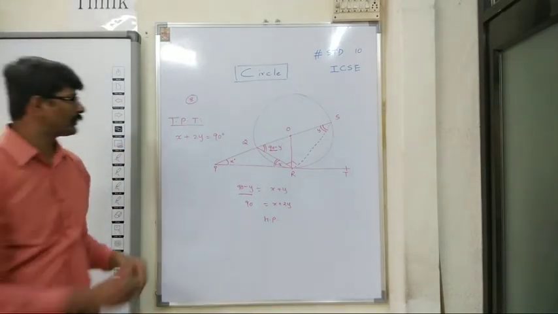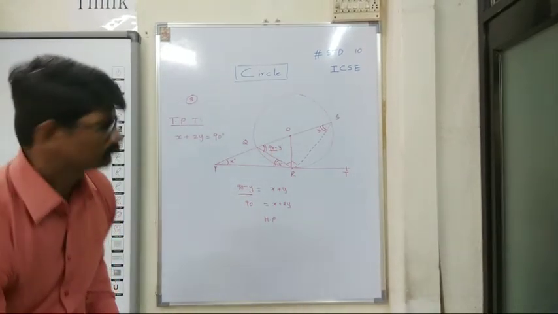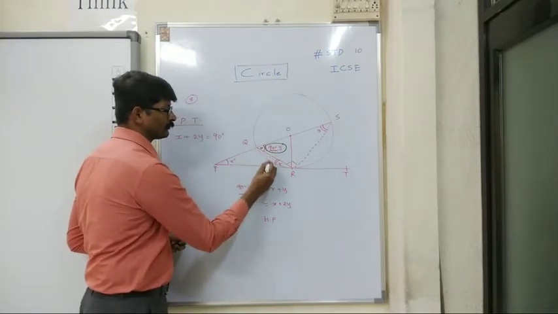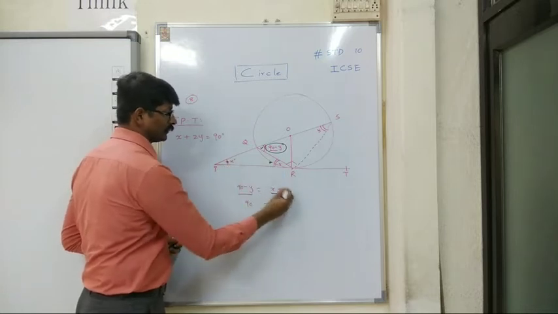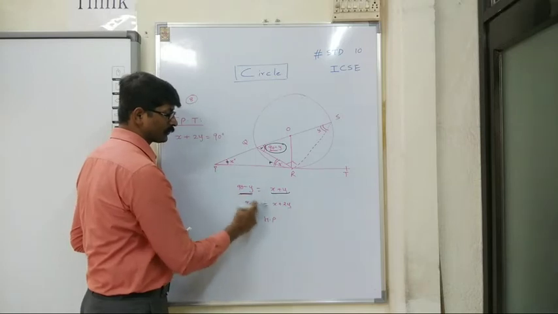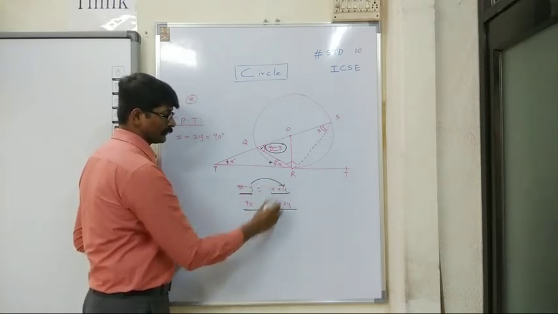Okay, so the last step is this again, 90 minus y. What is this 90 minus y? This is an exterior angle, and an exterior angle is always equal to this plus this. So x plus y is equal to 90 minus y. So this y goes to the other side and becomes 2y. This y we shift to the other side.